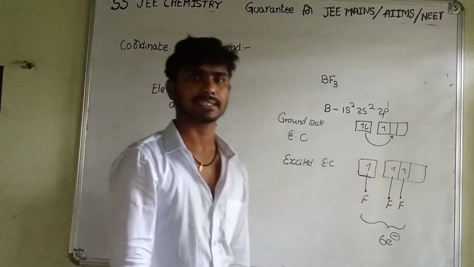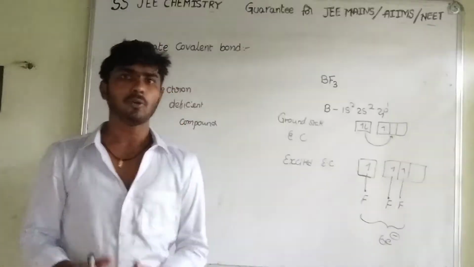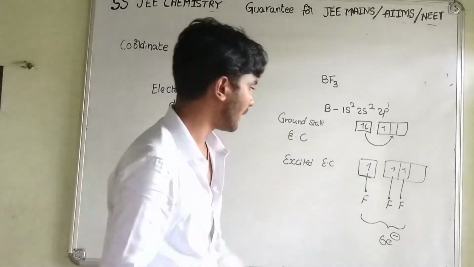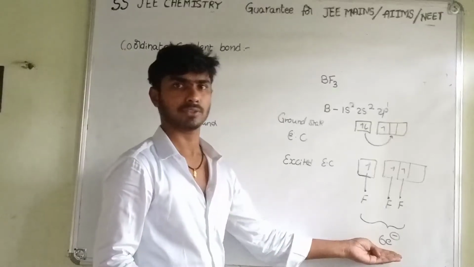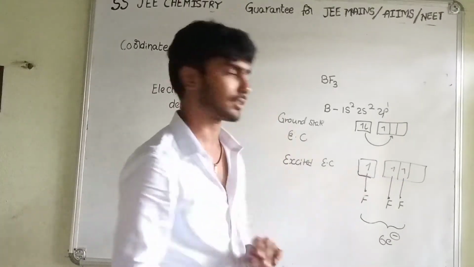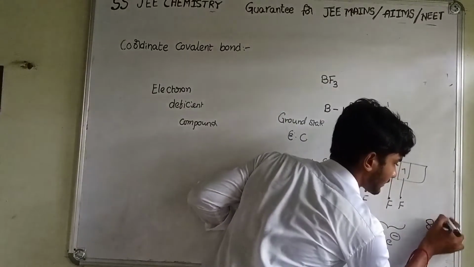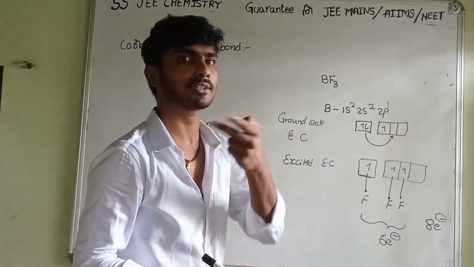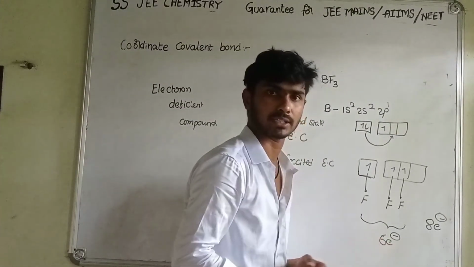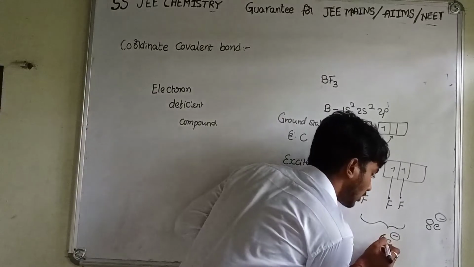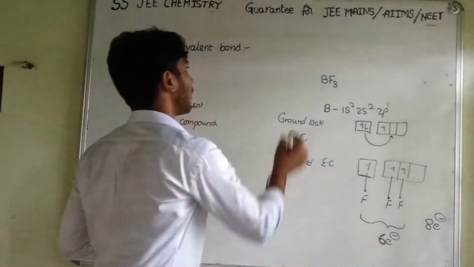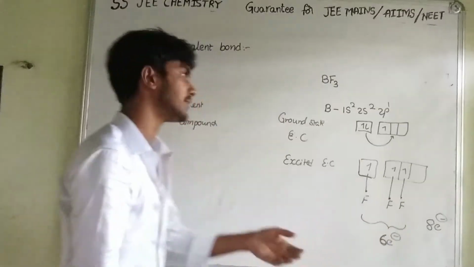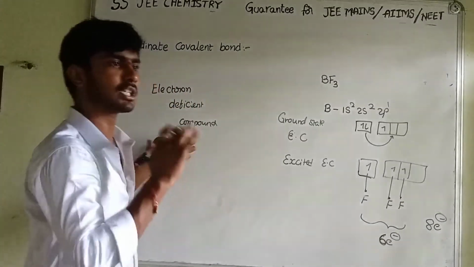Okay, total 6 electrons. According to the octet rule, 8 electrons should be there in the outermost orbital to become more stable. But here there are 6 electrons. So it is short of 2 electrons. How many electrons are left? 2 electrons it requires. So this is called an electron deficient compound.